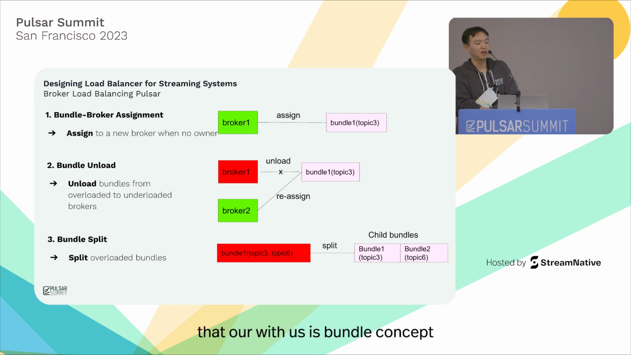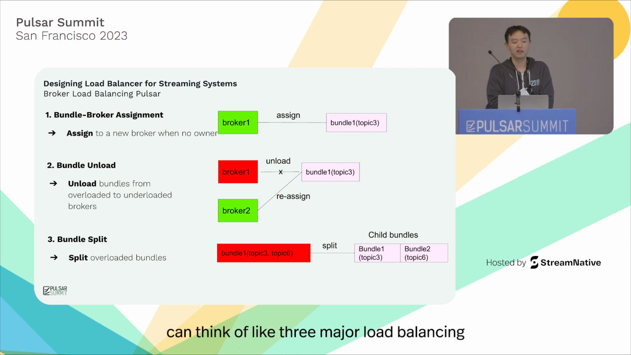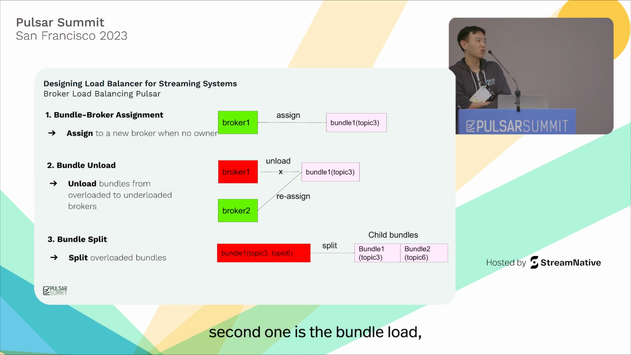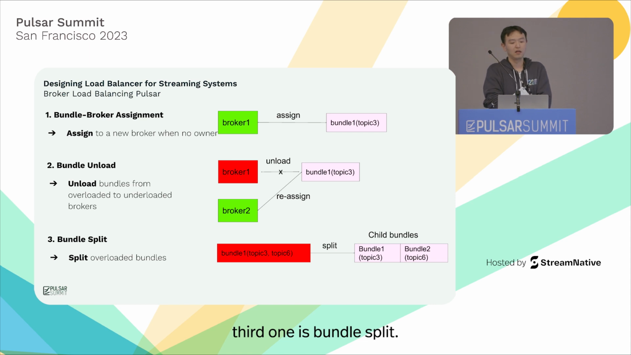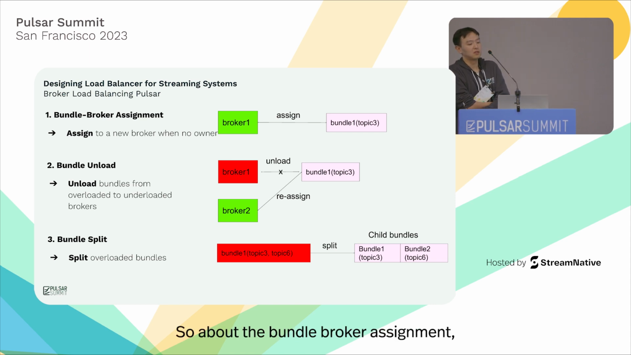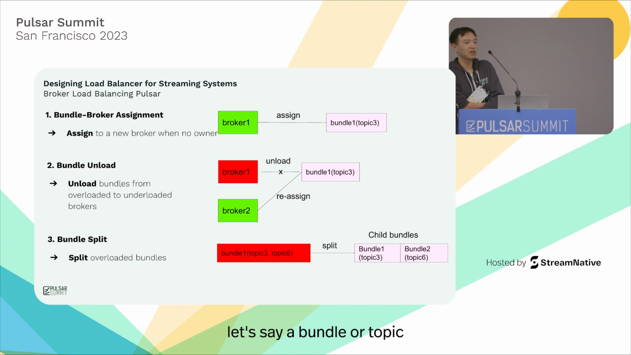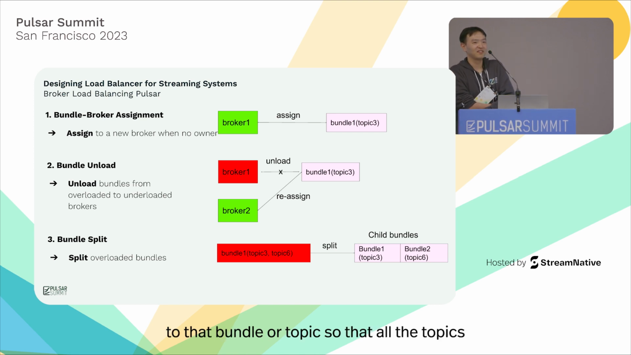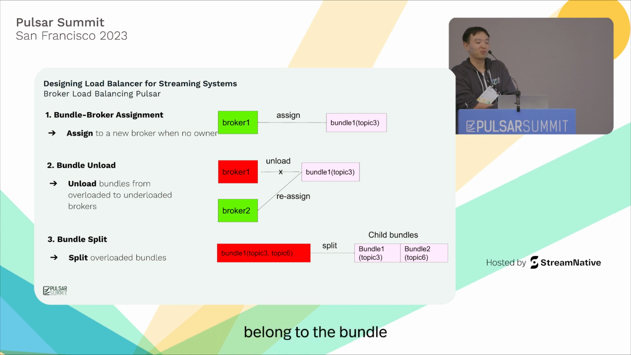Having said that, with this bundle concept, we can think of three major load balancing features. The first one is bundle broker assignment, the second is bundle unload, and the third is bundle split. About bundle broker assignment: let's say a bundle or topic is not assigned to any broker. Then we need to assign a new broker to that bundle so that all the topics belonging to that bundle can be served by that broker. This happens in an on-demand fashion.